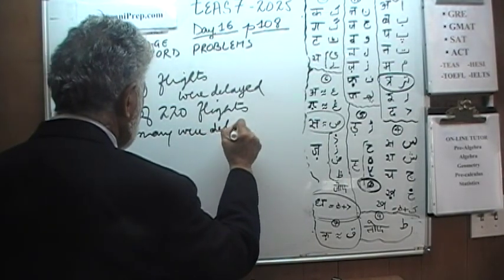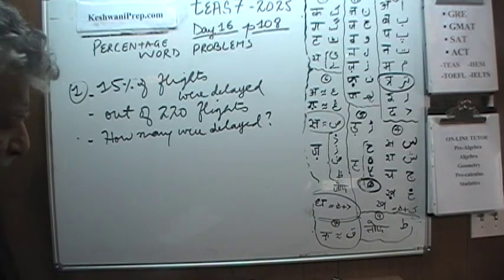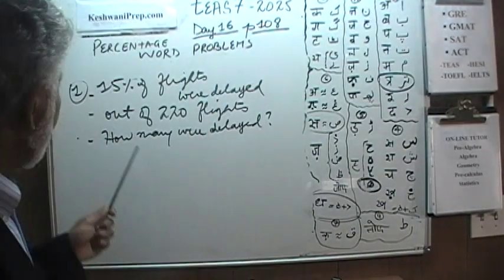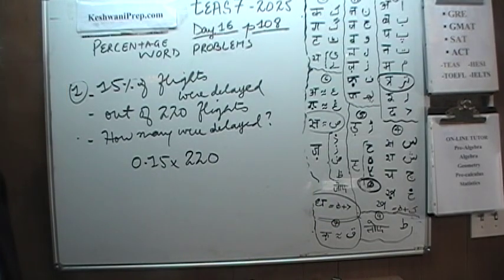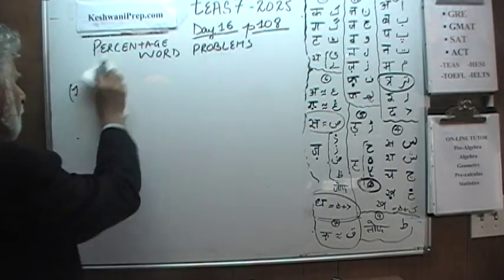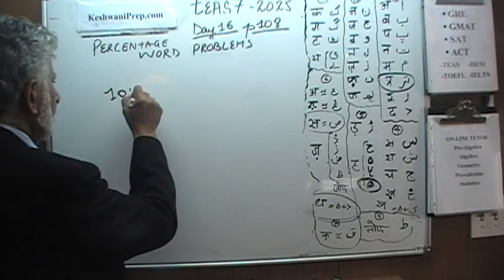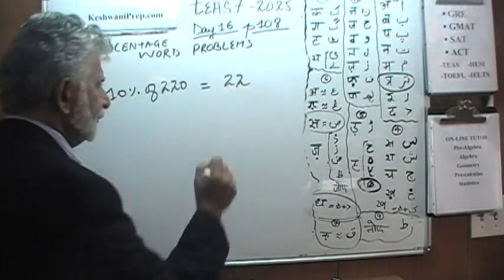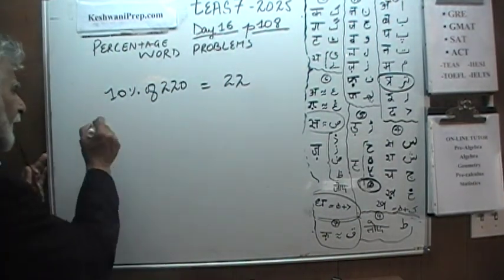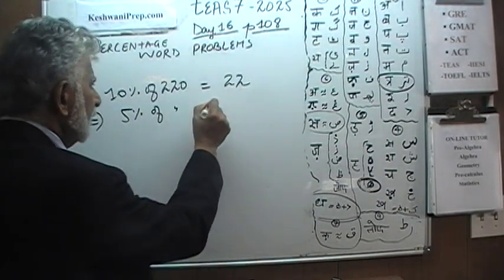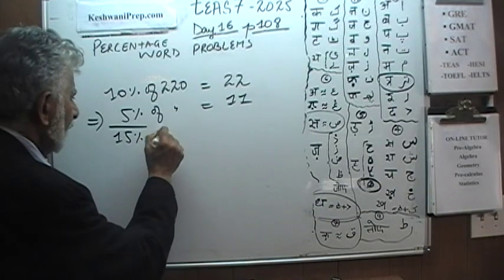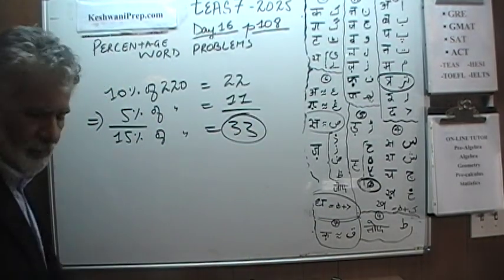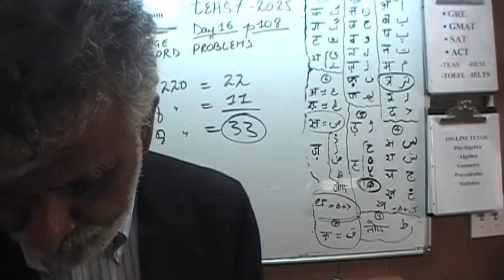And again, if we wanted to, we could turn this into a freak show by taking 15% as 0.15 and then multiplying it by 220. We could certainly do that, but it's not necessary. We already know that 10% of 220 would be 22. We're not interested in 10%. They told us that 15% of flights were delayed. Well, if 10% is 22, that implies that 5% of the same number must be half of it. Makes sense. There we go. We have our 15%. Therefore, 15% of the same number must equal 33. And that's our answer. 33 flights were delayed that day at this particular airport. Let's look at the next one.